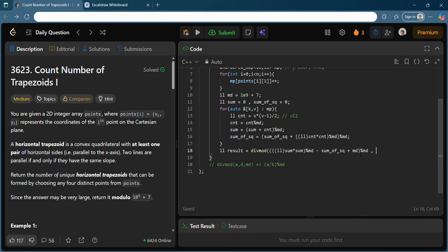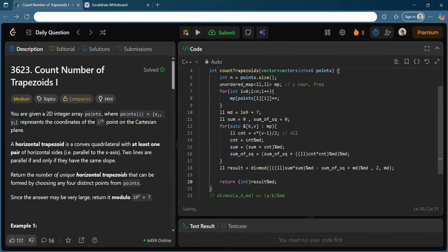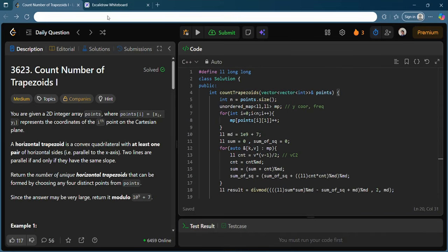So I will try to write that whole thing, and basically what I want to write here is that this whole result, this whole answer, this whole numerator divided by 2. See, I need to divide the whole thing by 2, right? And I need to do a modulo mod. That's how the result will be, and I can simply return the result. I can typecast it to integer since it is told, and just for safety purpose I will apply another mod. So see, this is here.